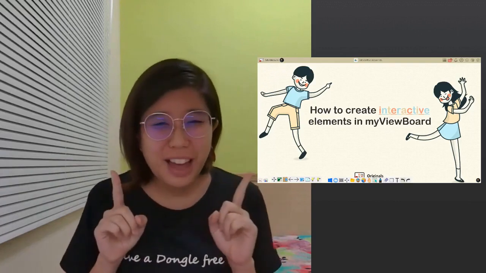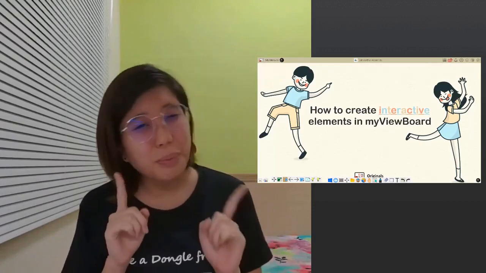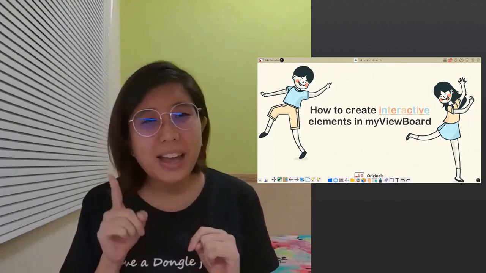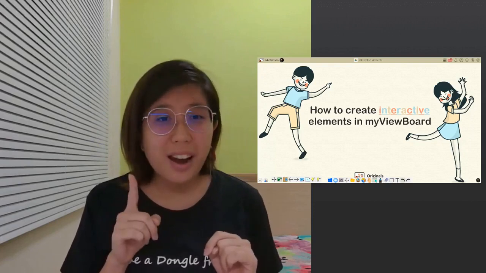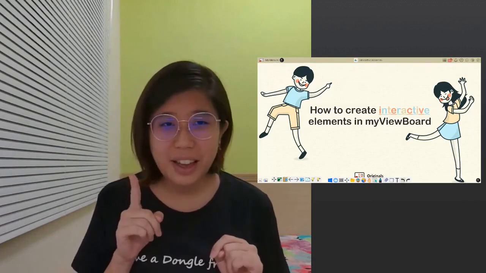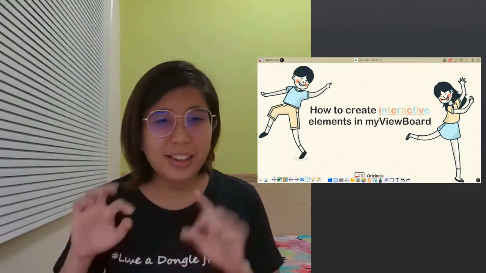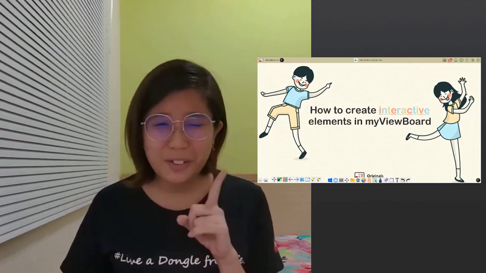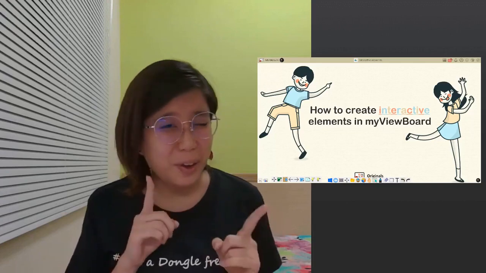So first off, I want to ask you a question to see how much you've been paying attention to previous episodes. My question for you is, where can you find the 3D dice? Type it in the comments. Where can you find it? If you have been watching previous episodes, then you'll know where it is.